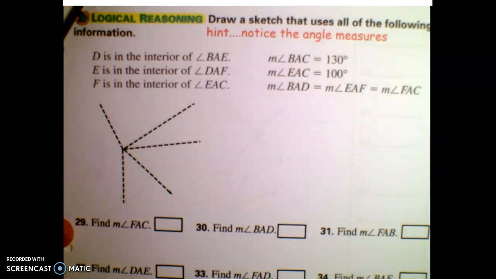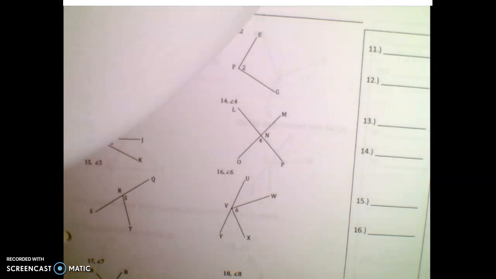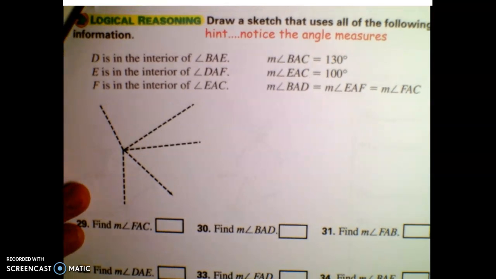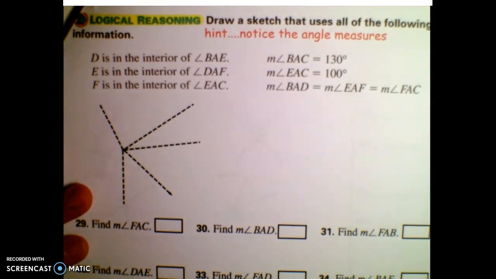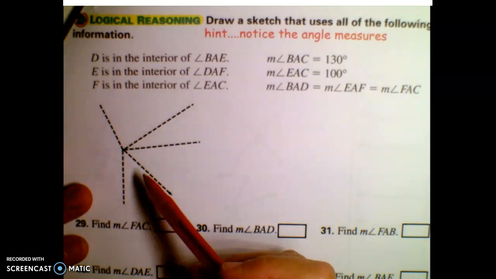So this is in your assignment here. It's lesson 1.3. That's what the front page looks like. And it's the last page. All right, so let's work on this together. I drew the outline right here so you can see what it's going to look like.